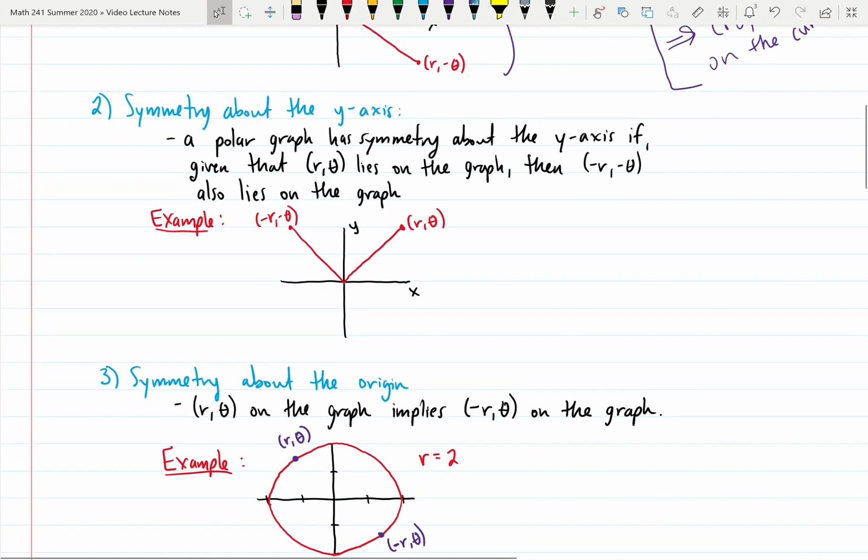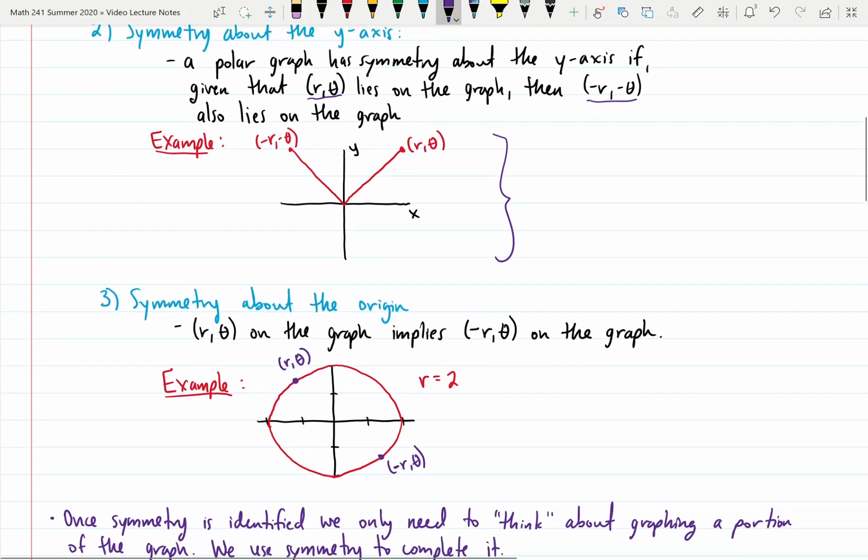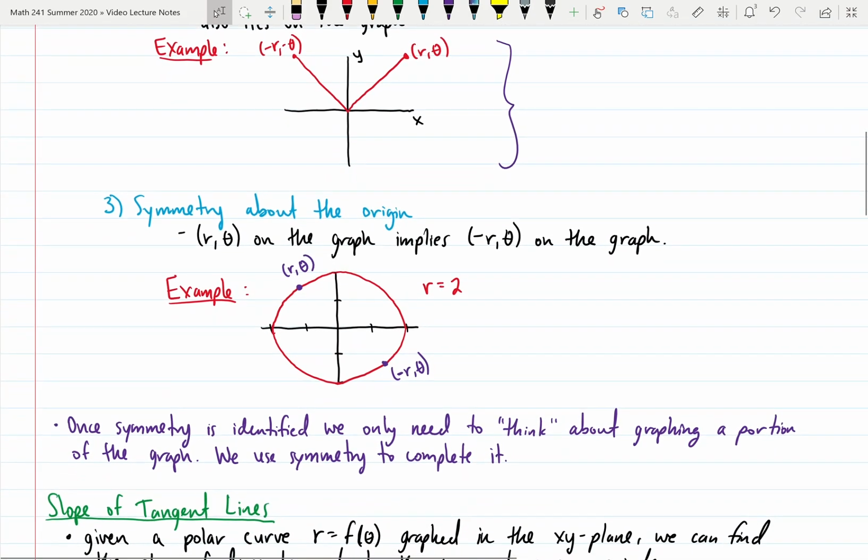So symmetry about the y-axis, again, I would look at the example first. You can get a pictorial demonstration of what this means. It just means that there's going to be a mirror image of your function on the other side of the y-axis. And to define this rigorously, it means that if you have a point (r, theta) that lies on your graph, then necessarily the point (negative r, negative theta) also lies on the graph. So similar to symmetry about the x-axis. And finally, we have symmetry about the origin.